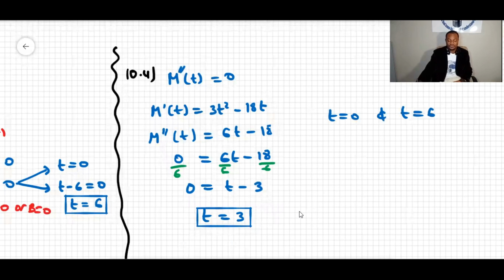So to find when it decreases fastest, we can call them T1 and T2. So we can do T1 plus T2 over 2. So this will be 0 plus 6 over 2, and this is equal to 3. So the time will be equal to 3, after 3 days. So thank you.